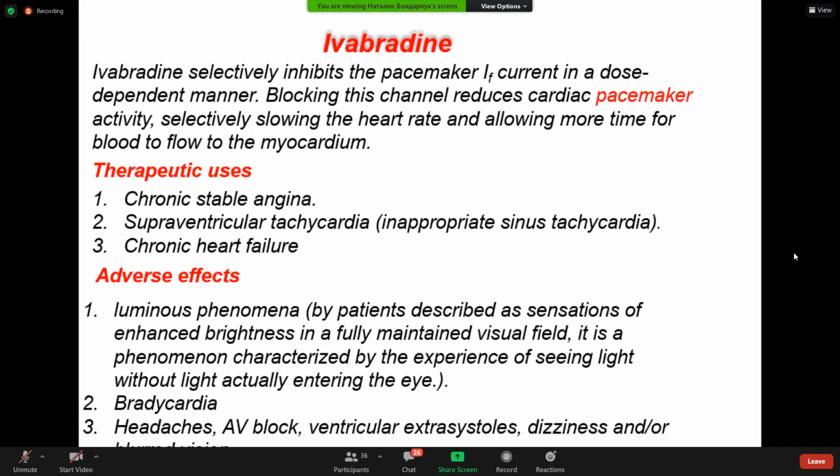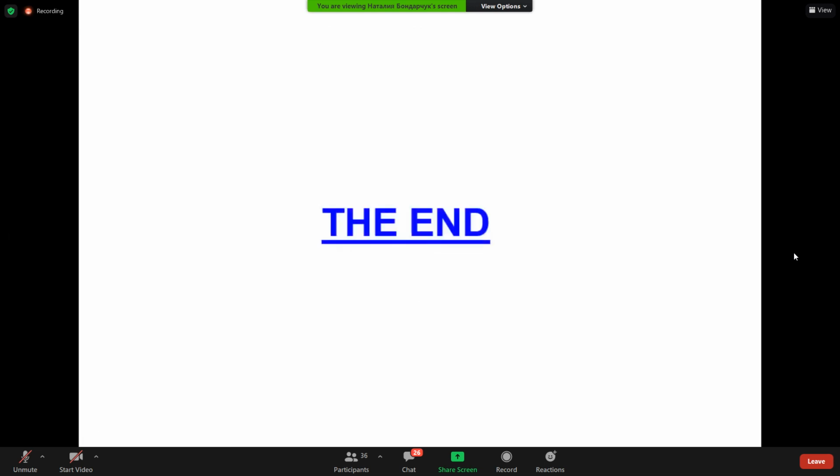Adverse effects: luminous phenomena by patients described as sensations of enhanced brightness in a fully maintained visual field. It is a phenomenon characterized by the experience of seeing light without light actually entering the eye. Then bradycardia, it is the resultant effect of its mechanism of action, and headaches, AV block, ventricular extrasystoles, dizziness, and blurred vision. So that's all for today's class.